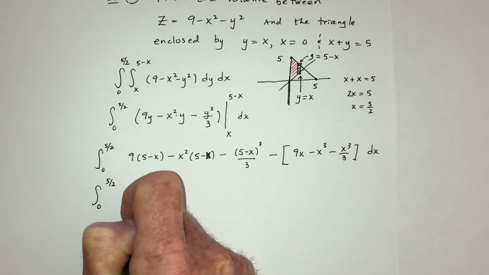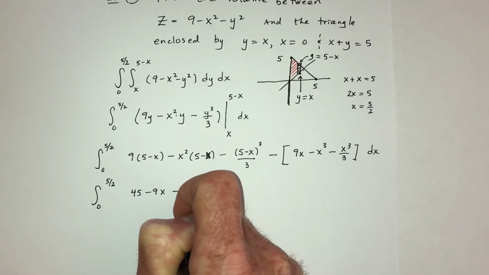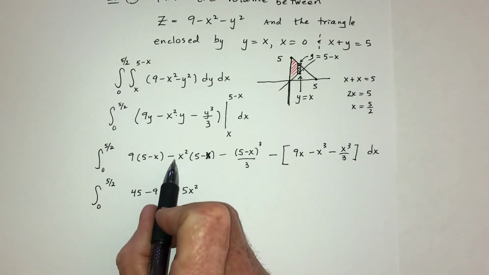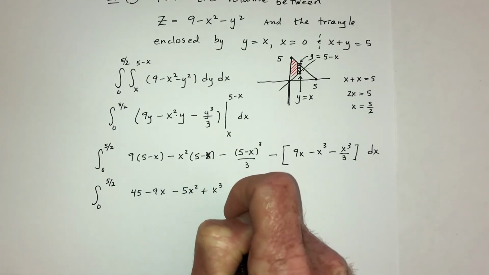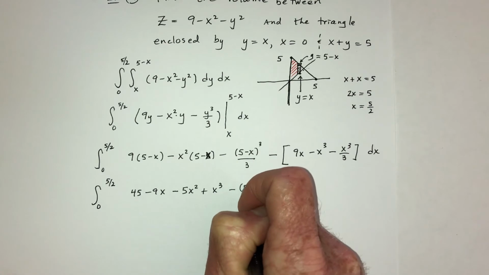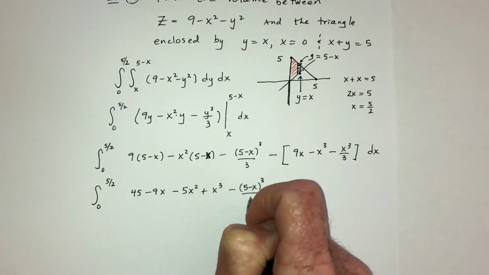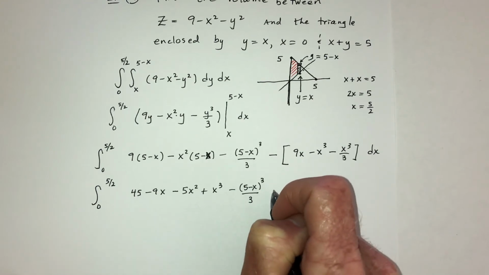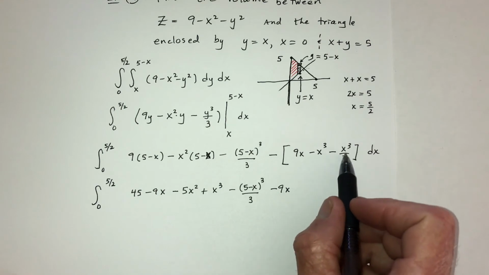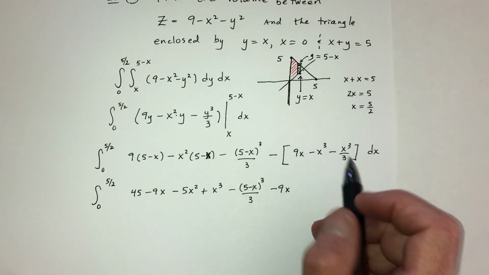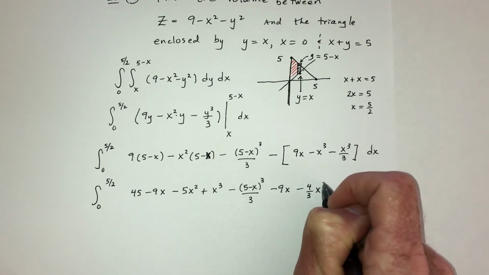So this would be 45 minus 9x minus 5x squared. And then this one and this one will be plus x cubed. And this one, I'm just going to leave it. I'm just going to integrate it the way that it is. And then we would have minus 9x. And then this would be negative 1 and a third or negative 4 thirds x cubed.